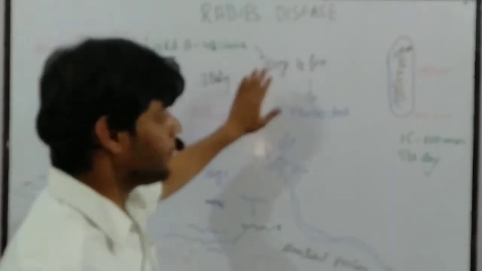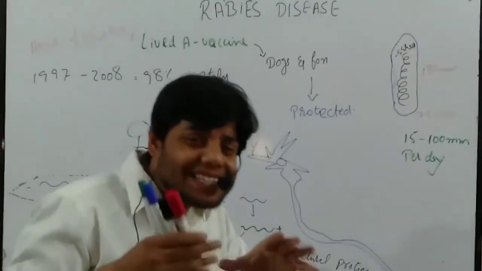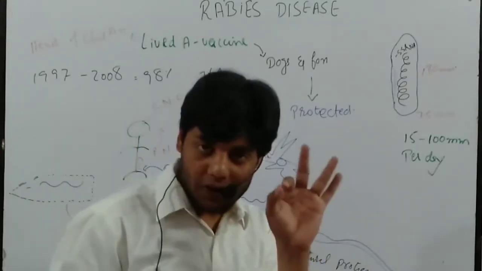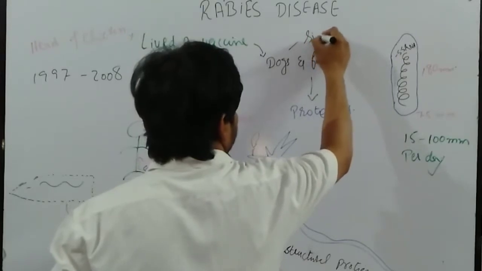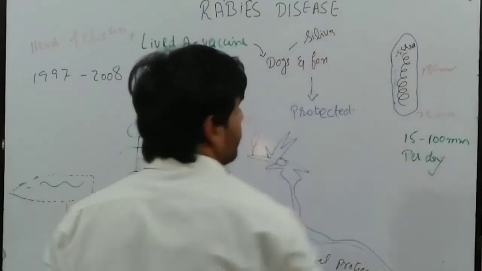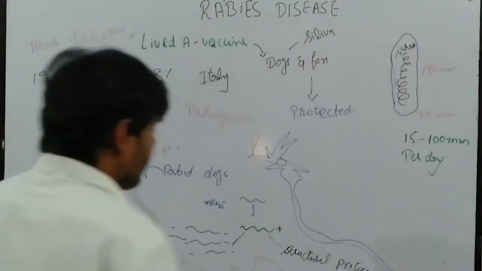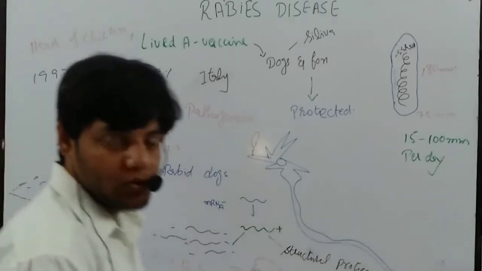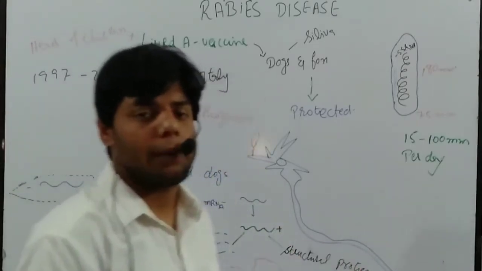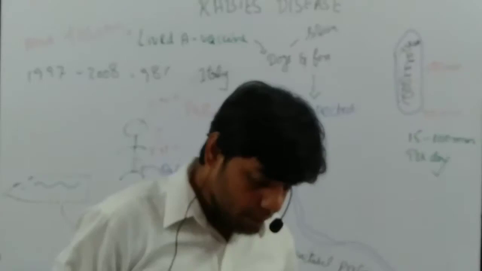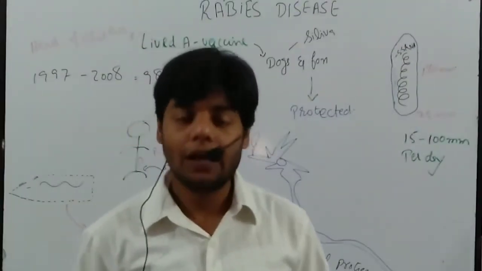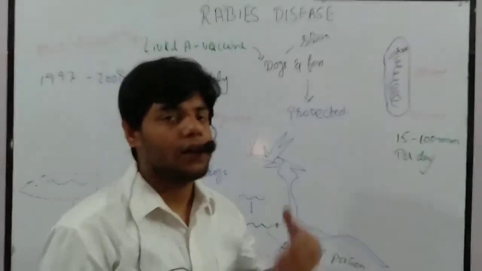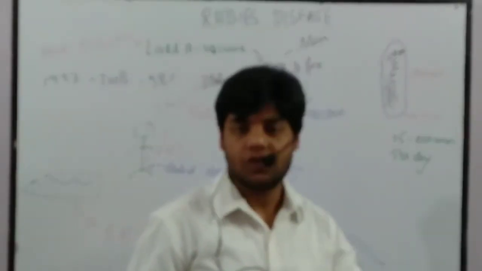Now as we talked, it is usually caused by the rabid dog, and it is present in the saliva of the rabid dog. Now that's about the pathogenesis, and that's about the epidemiology and everything. As the pathogenesis and life cycle are done, after some time we get the sign and symptom of the disease.